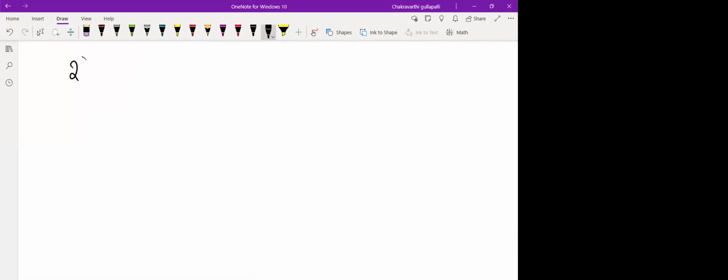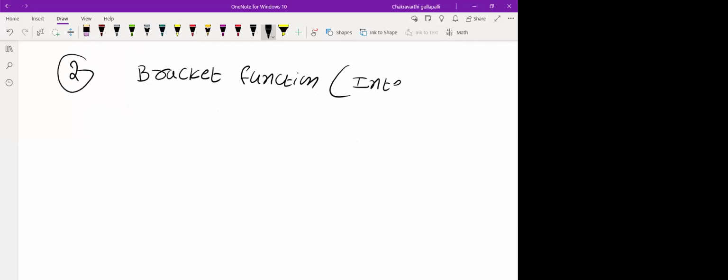The second function which I want to discuss is what is called the bracket function, or it is also called the integer valued function. I'm very happy that all of you are attending. 47, good. Integer valued function, bracket function.